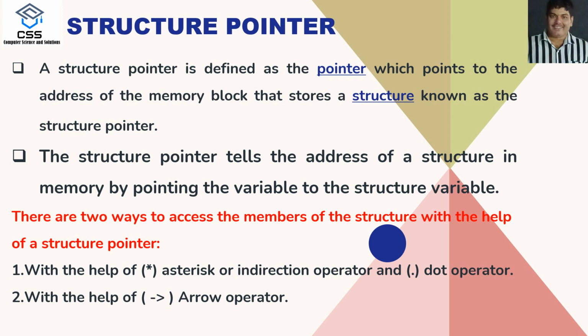For integer, the pointer is integer. For character, the pointer is character. For float, the pointer is float. Like this, for storing the address of a structure, we need a variable. That variable is known as your structure variable, and the pointer is known as your structure pointer.